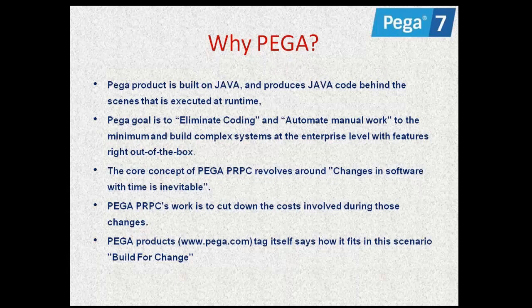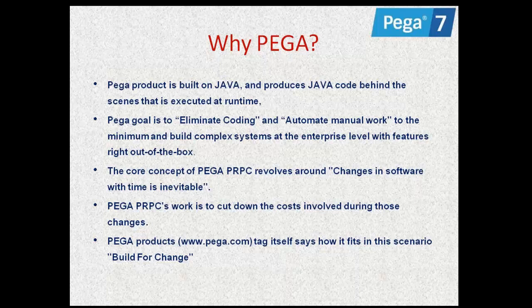And the main goal of PEGA is to eliminate the coding and automate the manual work to the minimum, and build complex systems or applications at enterprise level with the features right out of the box. That is the main goal. From the start PEGA has been working to eliminate the code in the design process, and they are successful in this.